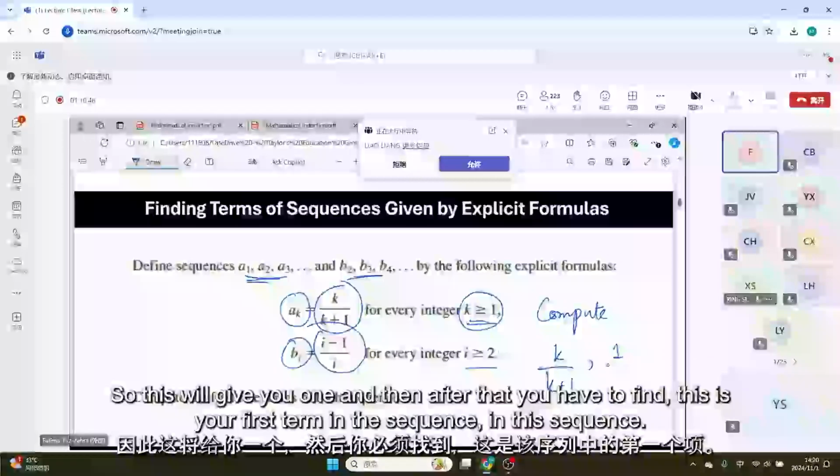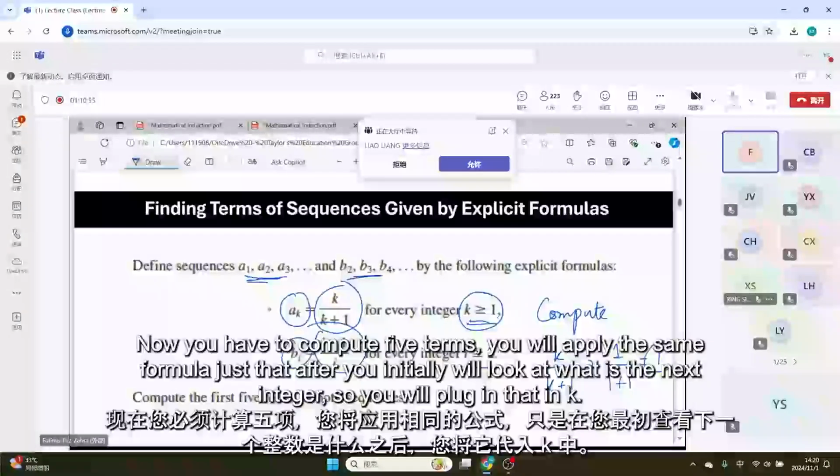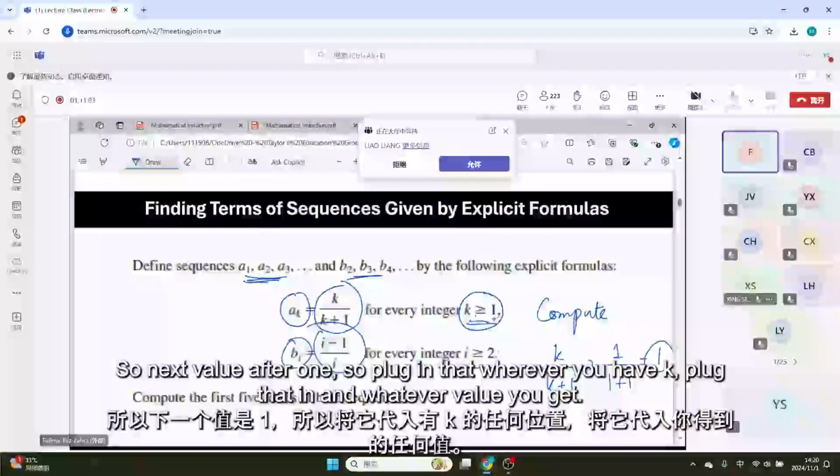So this will give you 1. This is your first term in this sequence. Now you have to compute 5 terms. You will apply the same formula, just that after your initial value, you will look at the next integer and plug that in for k. The next value after 1 is 2, so plug that in wherever you have k. Okay, plug that in.